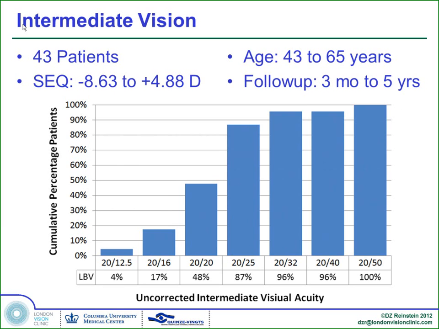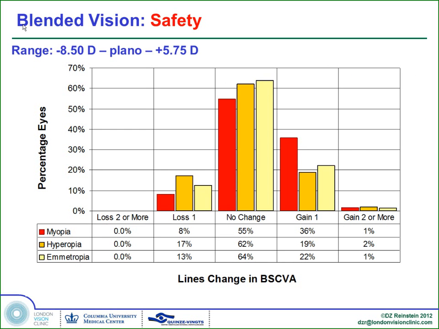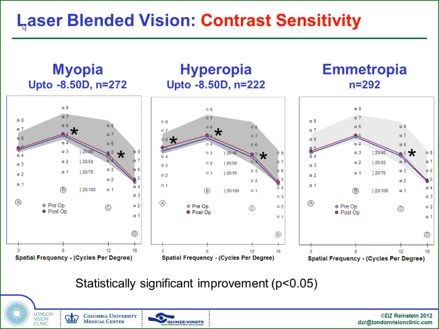The intermediate vision, this is a subset of patients in a separate study that we did. Practically all patients are reading computer font in the intermediate range, but as you can see, the vision is almost 20/20 for most patients at intermediate. There's no loss of best corrected visual acuity, because of course that was the criteria for developing this product. In the myopic, hyperopic, and emmetropic groups, none of them showed a decrease, and in fact there were slight increases in contrast sensitivity, probably because we're optimizing the spherical aberration of the eye.